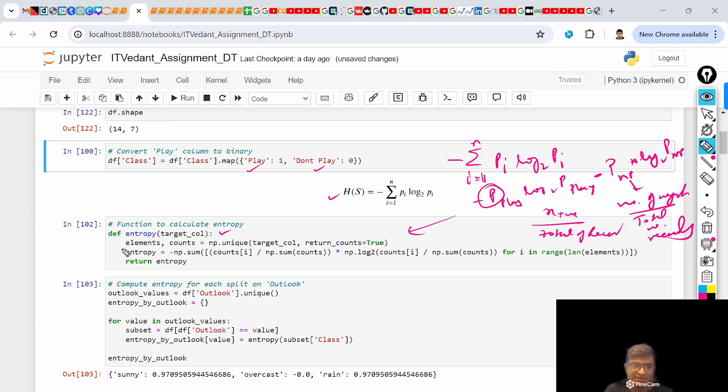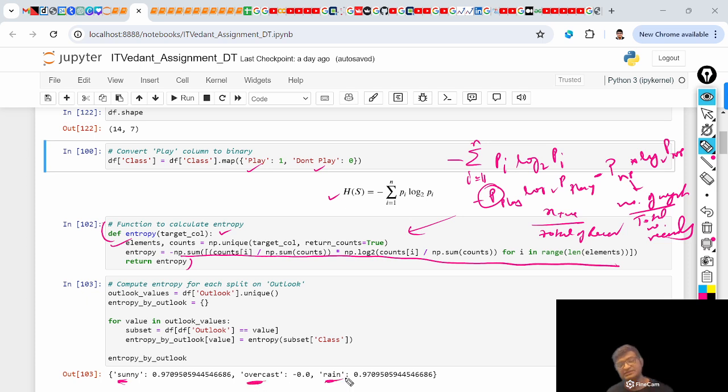So I'm just getting the elements and the counts, and I'm using this exact same formula here for that range of things to find out the entropy with respect to the target column.